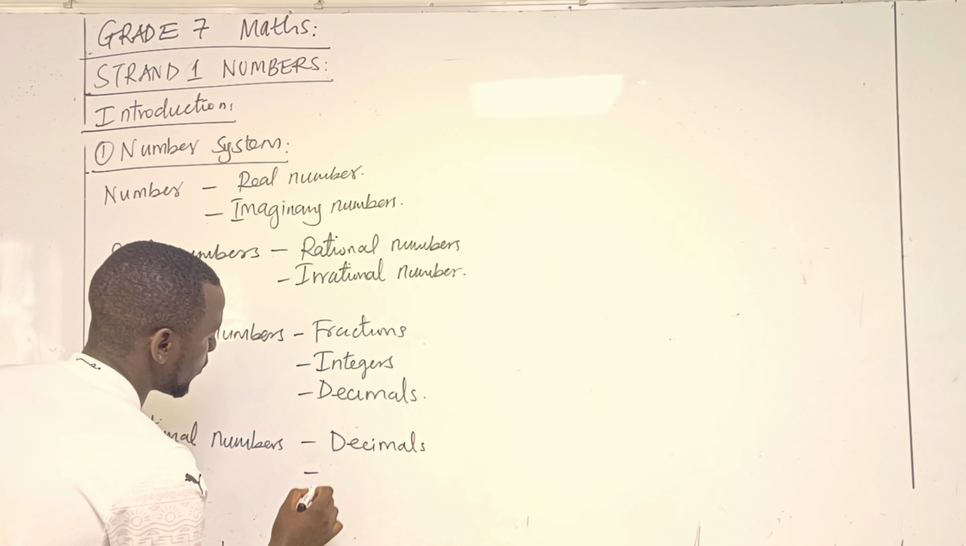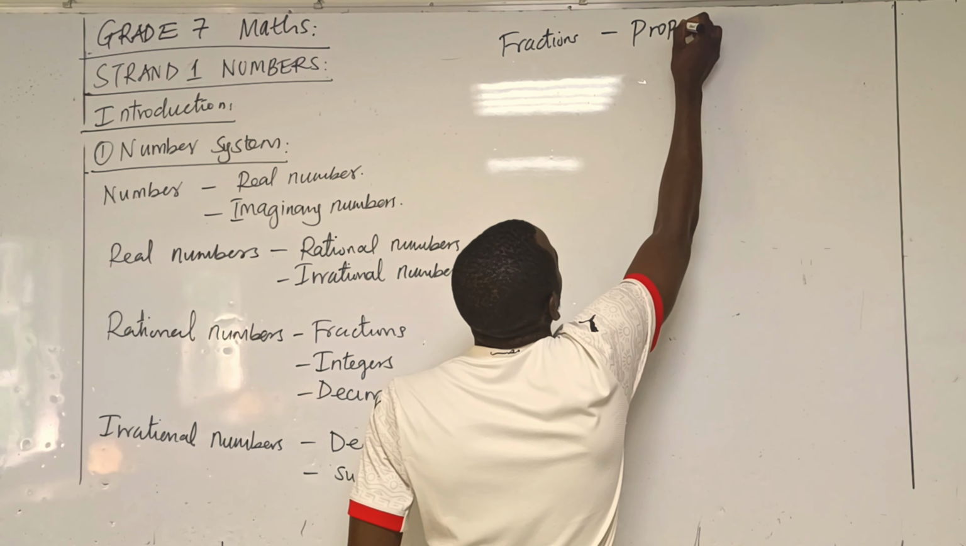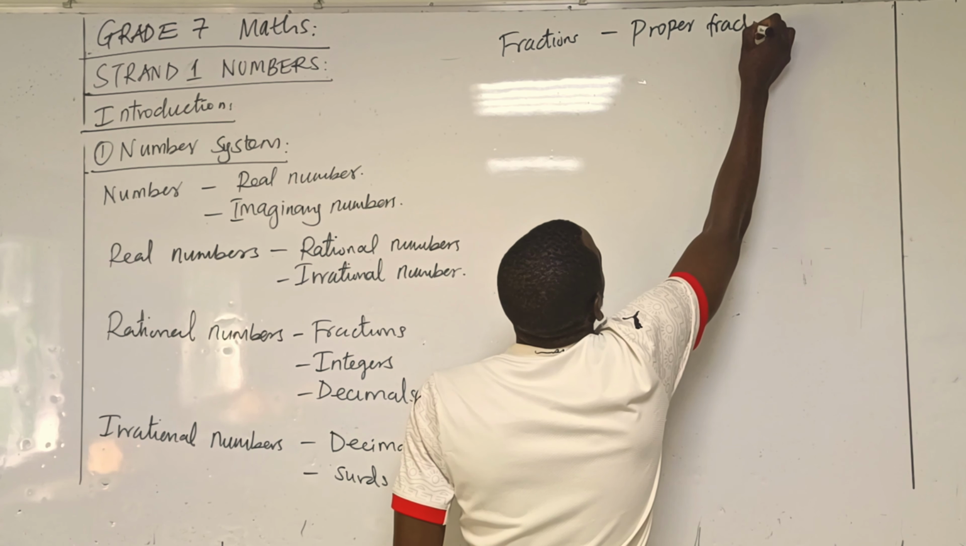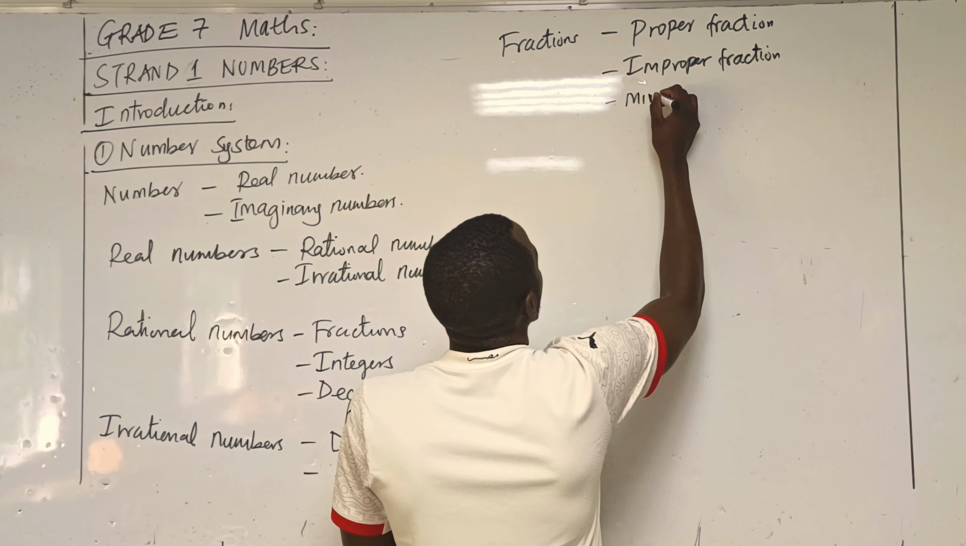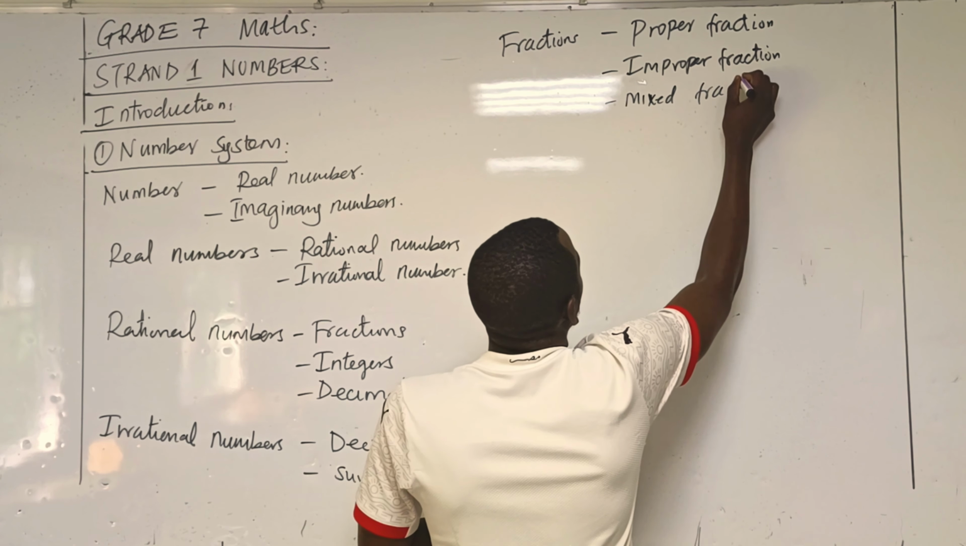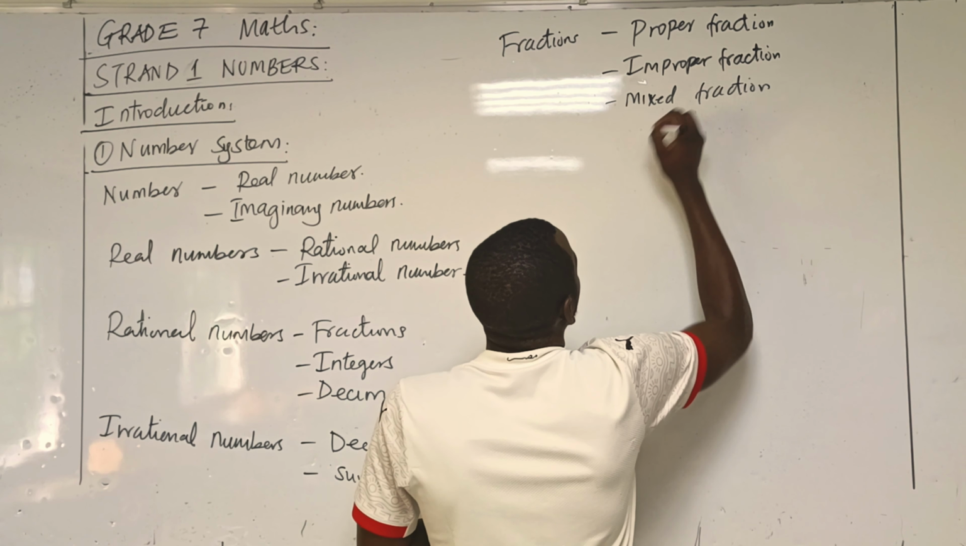So let's try to look at fractions. For fractions, we have three types. We have a proper fraction, we have what we call an improper fraction, then we have what we call a mixed fraction.